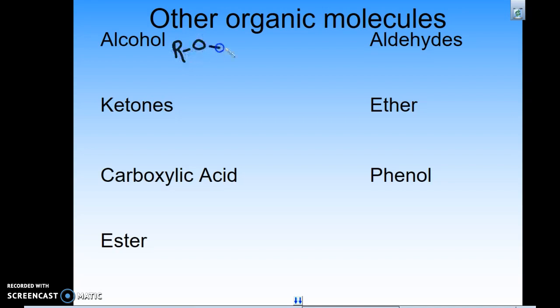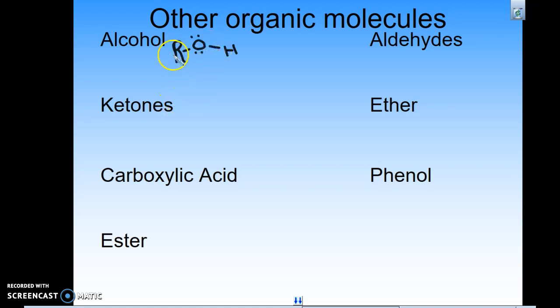When I draw R, I'm drawing any type of carbon chain. It could be an alkane, it could be an alkene, it could be an alkyne, it could have all kinds of branches off of it, it could have another one of these functional groups as part of it, it could be anything. Any number of carbons, it could be one carbon, it could be 50 carbons.